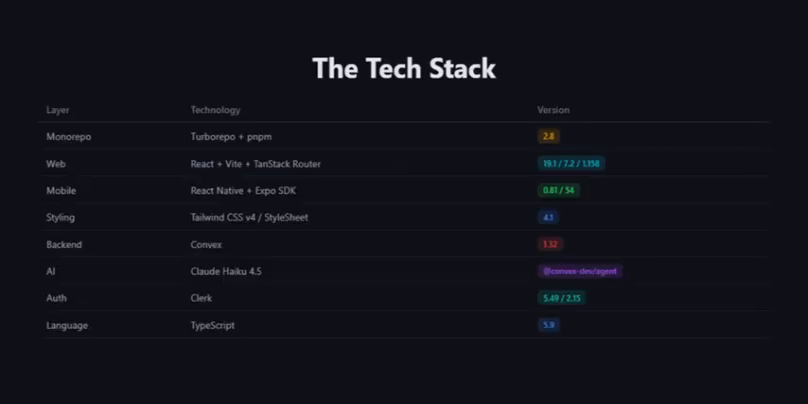Let's talk about the technology choices and, more importantly, why we picked each one. At the build layer, we're using TurboRepo version 2.8. For the non-technical folks, TurboRepo is what lets us manage all of our code in one place while still building each piece independently. It's the traffic controller for our monorepo. On the web side, React 19.1, Vite 7.2 for blazing fast builds, TanStack Router 1.158 for type-safe file-based routing, and Tailwind CSS version 4.1 for styling.